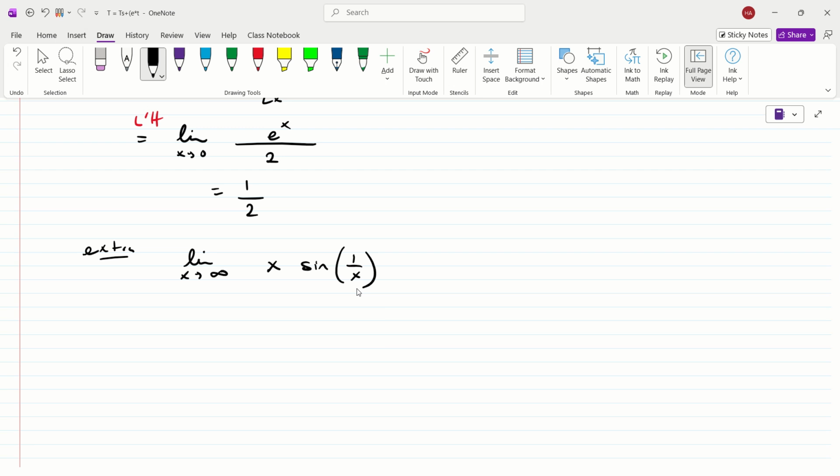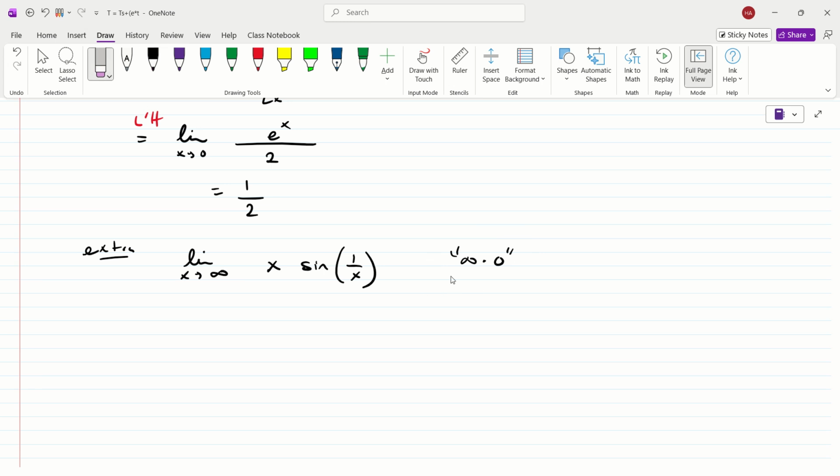Plugging in large values into these x's, as x goes to infinity, 1 over x, 1 over a large number, goes to 0, and the sine of 0 is going to be 0. So you have a 0 times infinity indeterminate form. This element going to 0 wants to take this product to 0. This element going to infinity wants to take this product off to infinity.